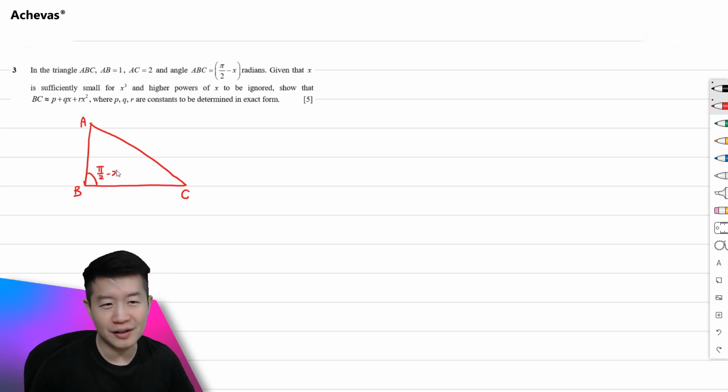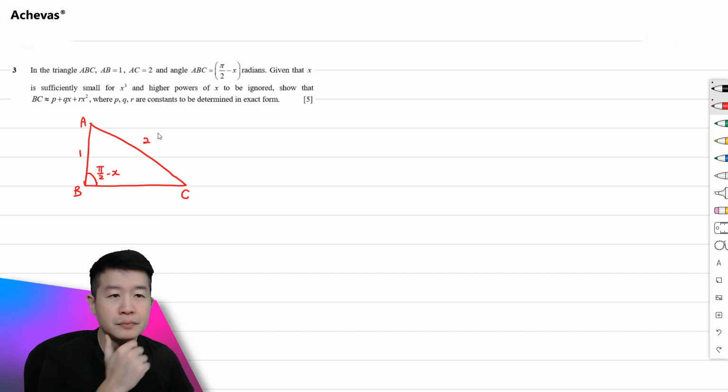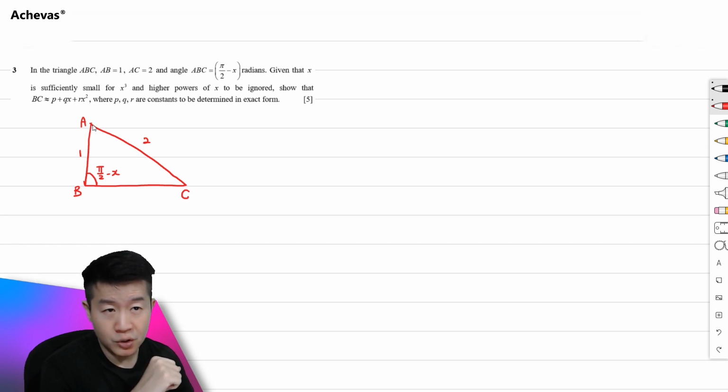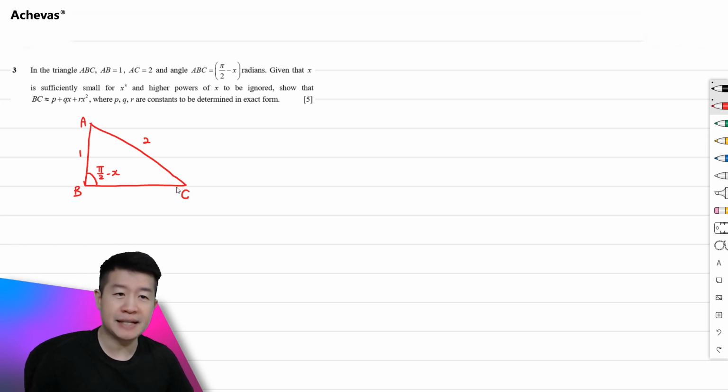It is not necessary that you draw it until it looks terribly like pi over 2 or 90 degrees, but it is easier for us to discuss if we have a better understanding of this pi over 2 minus x. And the question says that AB is 1 and AC here is 2. We are supposed to show that BC follows this quadratic polynomial. So we need an equation in terms of BC.